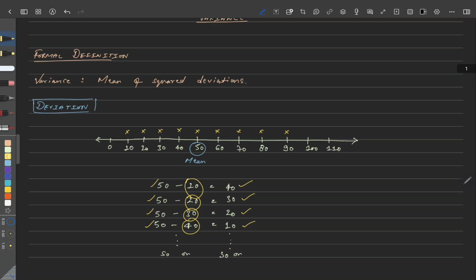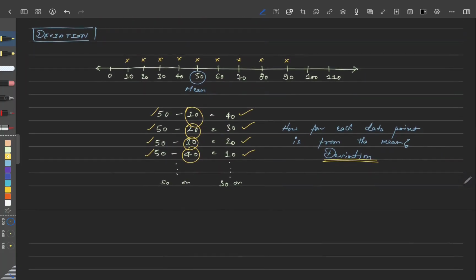Basically, how much each data point deviates from the mean, as I already mentioned. How far each data point is from the mean. Okay, that is what deviation is. All right, deviation.